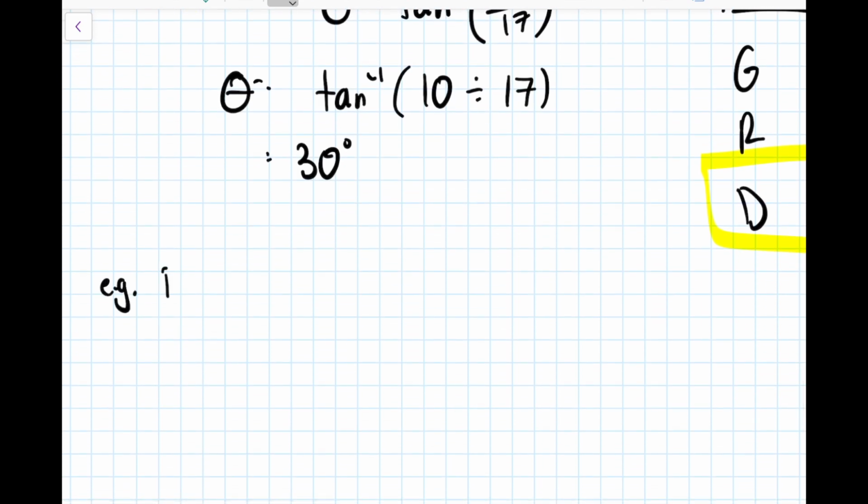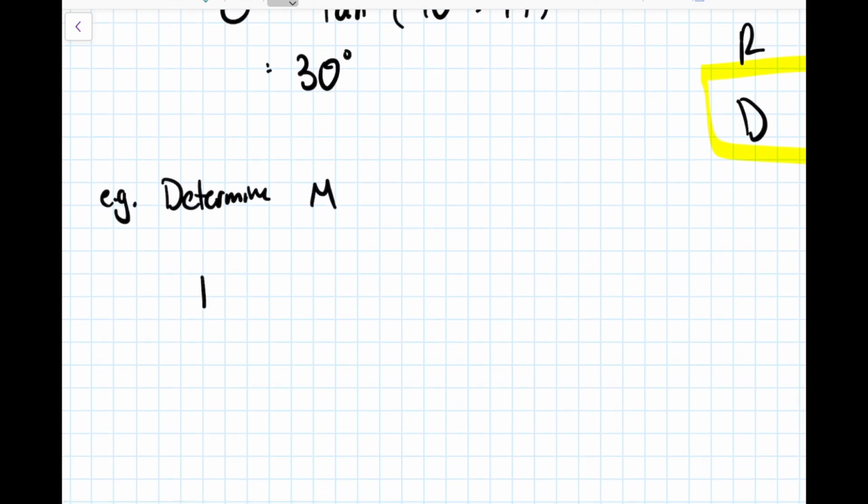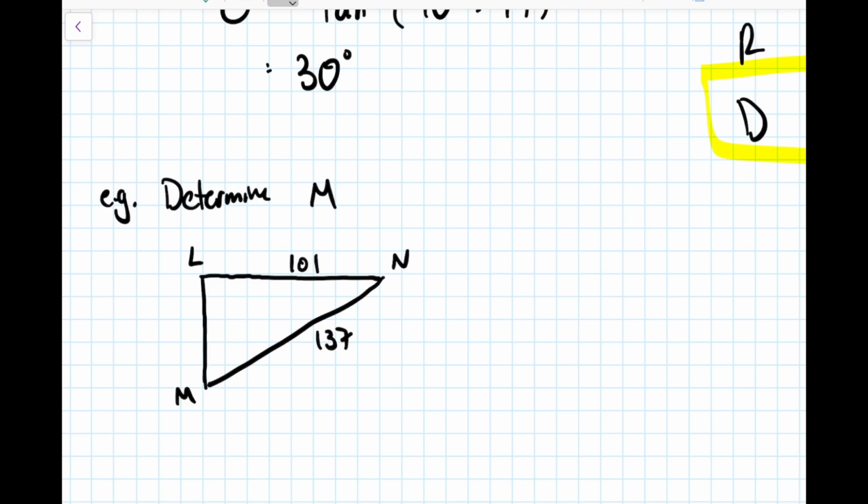So let's try another one. You're going to determine angle M in this triangle. This one's going to be for you to try. Just follow along with the same thing we did in the last one. You're going to label some sides, pick a ratio, plug things in, and solve. And do make sure that you're doing the right ratio with the right angle. So go ahead, pause here, and try it on your own.